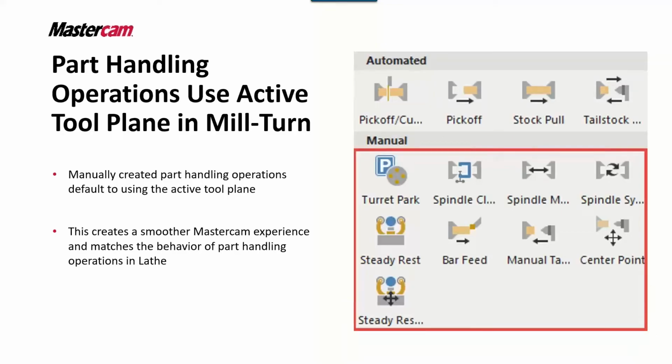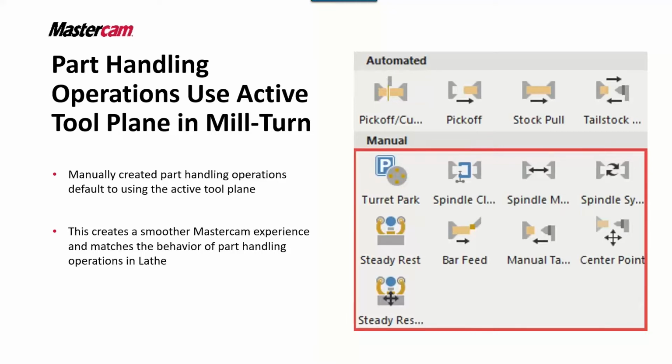Another addition this year is the use of active tool planes in Mill-turn for part handling operations. In the past, you used to only be locked into the left toolpath group or left G54, 55, what you automatically get generated with your job setup. Now it takes the active tool plane and gives you the ability to work off those coordinates. So it just gives you more ability, more power.